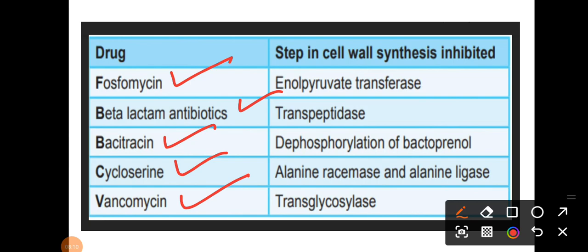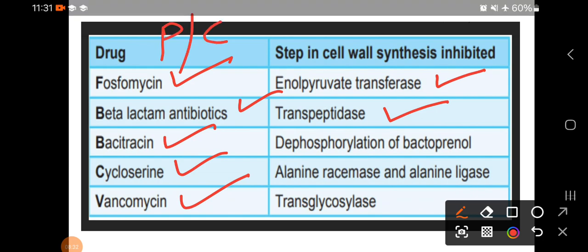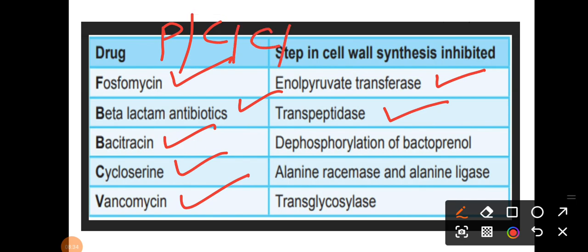But specifically, which enzyme are they inhibiting? Fosfomycin inhibits enol pyruvate transferase, and beta lactam antibiotics inhibit transpeptidase. What are the examples of beta lactam antibiotics? These are your penicillins, cephalosporins, carbapenems, and monobactams. Okay, PCCM, these are the examples of your beta lactam antibiotics, and these inhibit your transpeptidase enzyme.